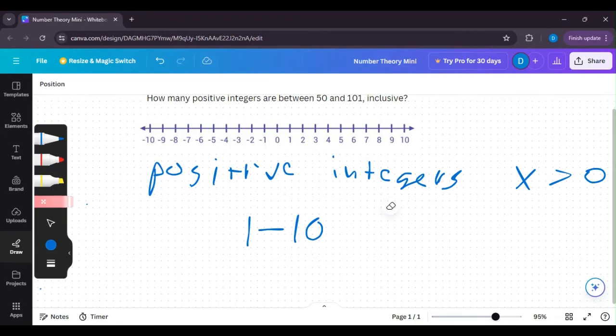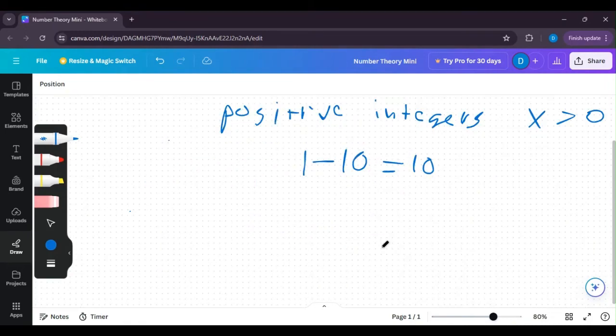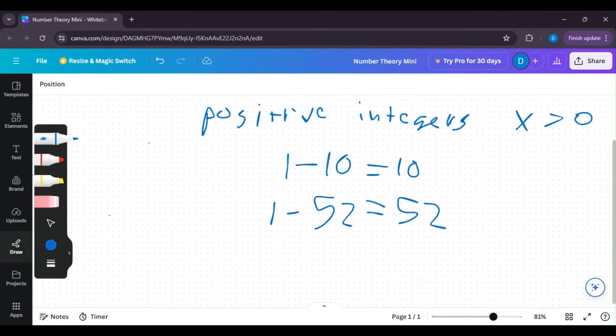So we counted the positive integers from 1 to 10 inclusive. That's just 10, because 10 minus 1 is 9, plus 1 again. Now let's count something even harder: the numbers 1 through 52. 52 minus 1 is 51, and adding 1 gives 52. So there are 52 numbers from 1 to 52 inclusive.